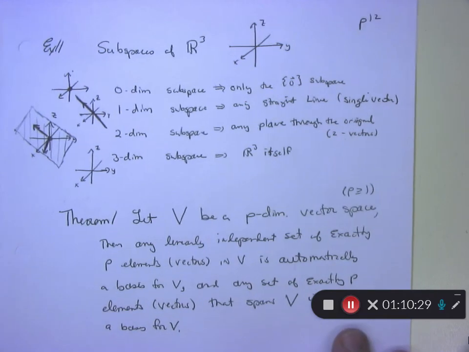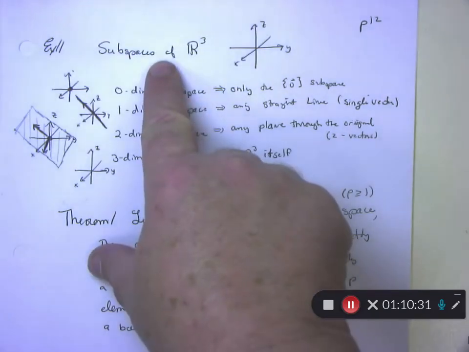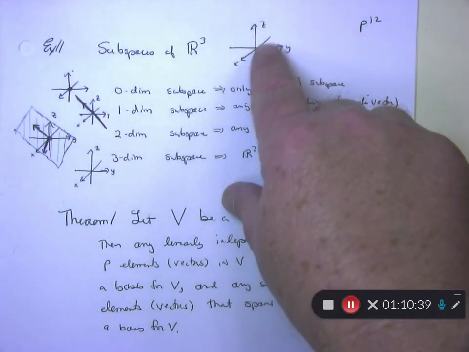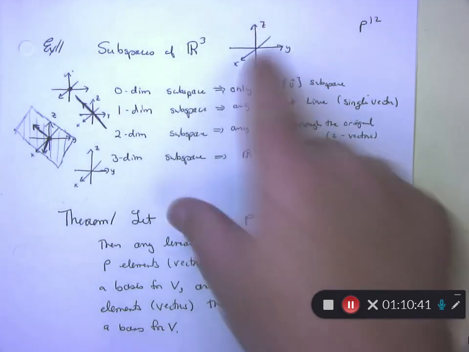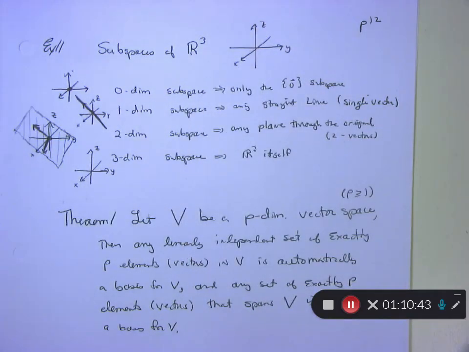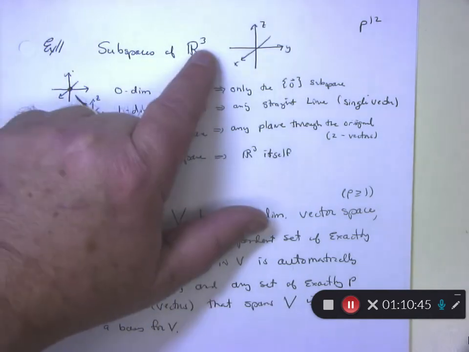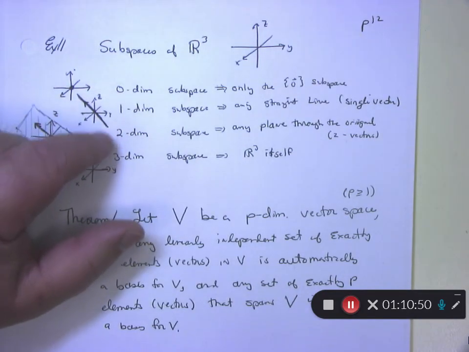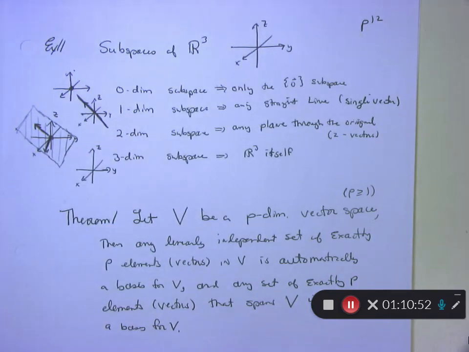All right, so here we go. I'm talking about subspaces of R3. What kind of subspaces of R3? All right, so here it is, your classic X, Y, Z, three-dimensional space. With R3, you can have 0, 1, 2, and 3 dimensional subspaces.